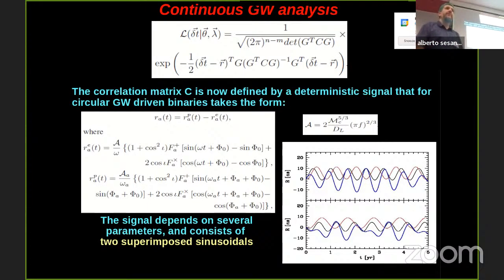But do you need to determine the localization first to detect the correlation? No, you don't need to. Here you can do a blind search. You can just say, I expect a signal like this in the data, and I just search if I see anything like that.